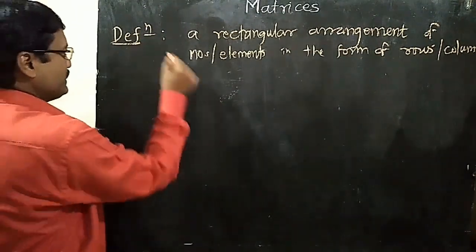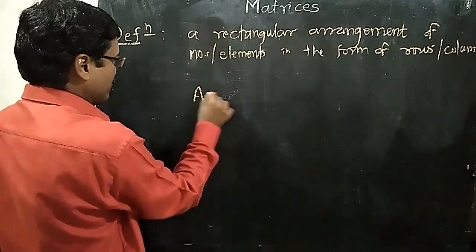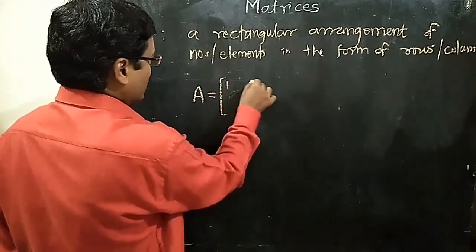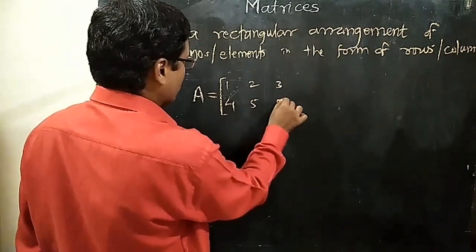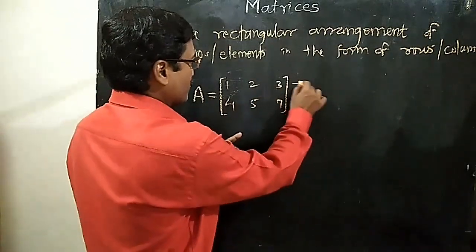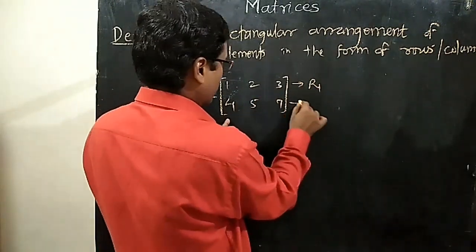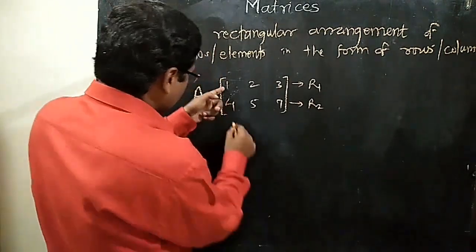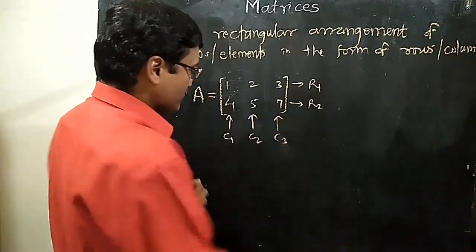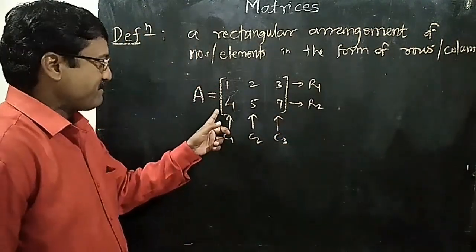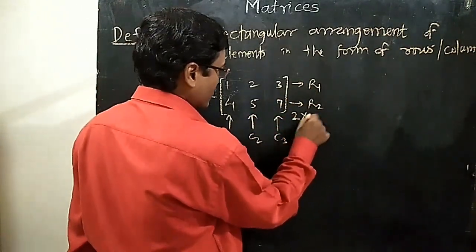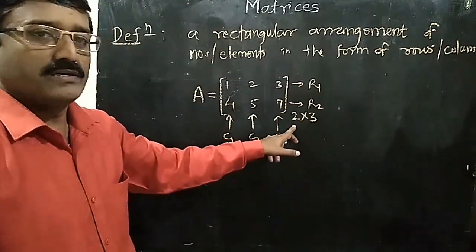For example, matrix is denoted by capital letter A, and it is a rectangular arrangement of elements. Suppose 1, 2, 3, 4, 5, 7. This is the arrangement of elements in the form of rows. This is first row, we call it R1. This is second row, that is R2. This one is first column C1, this is second column C2, and this one is third column C3. So this matrix has 2 rows and 3 columns. Its order is written as 2 into 3. It means 2 rows and 3 columns.